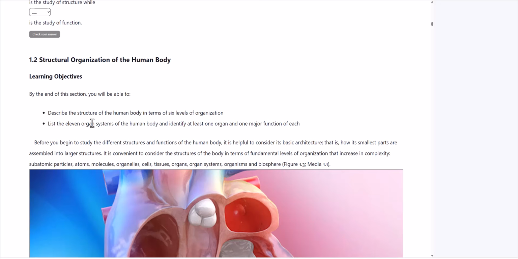Some might also call these the 11 body systems that make up you and me. And in each of those body systems, you should be able to, at this very early introductory level, name at least one organ found in those body systems and name one major function of that body system.